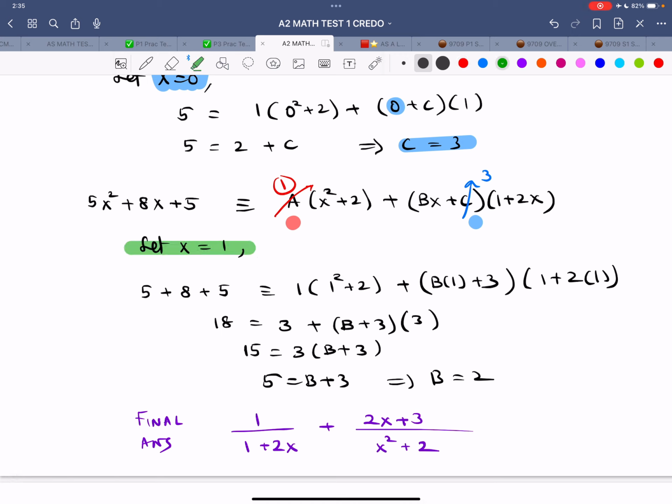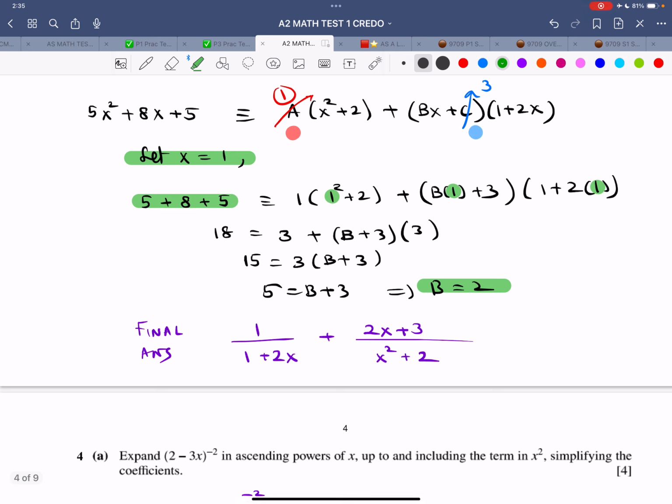So I have plugged in all the 1s over here, and then I find the value of B. That comes out to be 2. So that is B. The value of A is the red one, the value of C is the blue one, and that is how this is obtained. Always make sure to write the answer as a fraction.